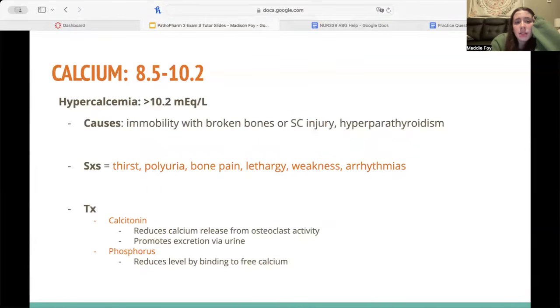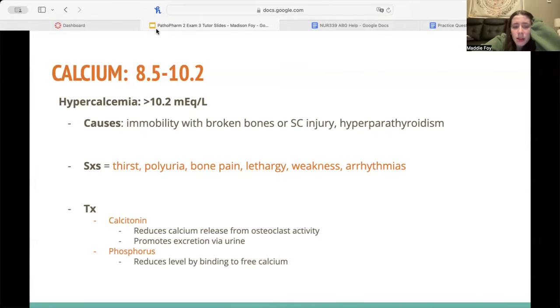So hypercalcemia is going to be greater than 10.2. The biggest cause here is immobility with broken bones or spinal cord injury. So these are people who maybe broke a femur and they've been in the bed for weeks, or your ICU patients who have a spinal cord injury. Also hyperparathyroidism, so the opposite of what we just talked about. These can all cause excess calcium.